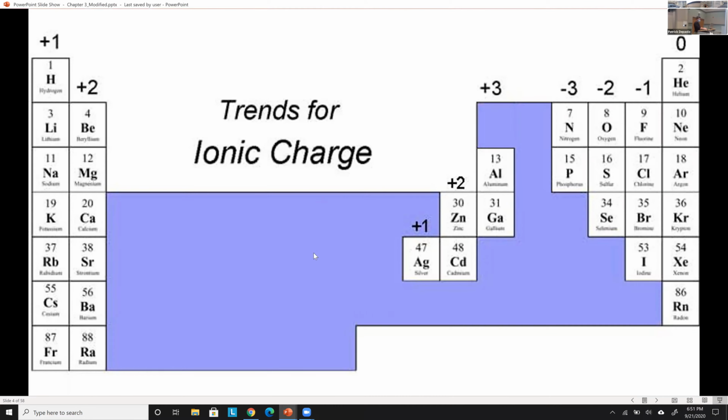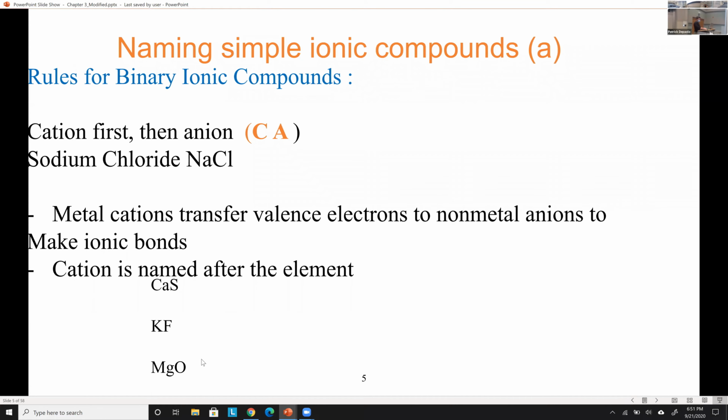All right, so now let's go right into naming. We're going to name simple ionic compounds first. We call them binary ionic compounds. The best way that I teach naming, or the easiest way to understand it, is to go by examples that we know. For covalent bonds, I'm going to use carbon dioxide and carbon monoxide. For ionic, sodium chloride. I say it every 10 minutes in this class, sodium chloride.